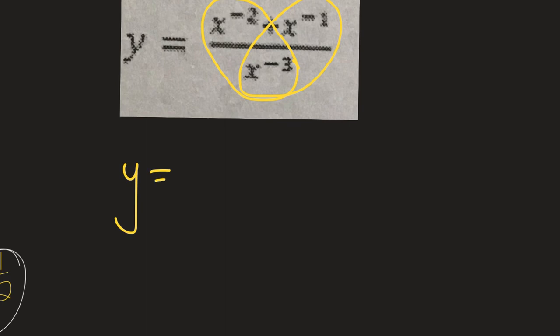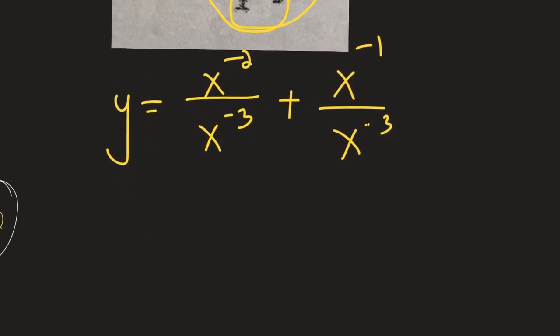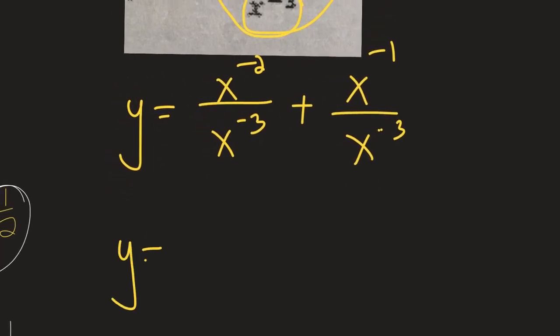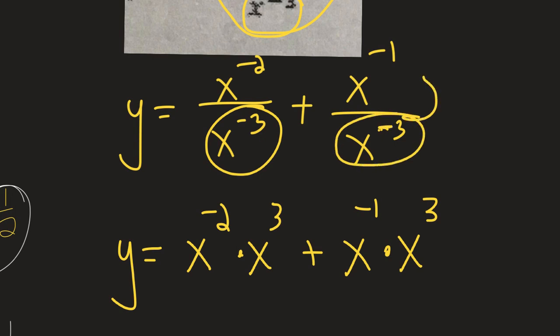Okay, so what I'm going to start doing here is breaking this into two fractions. If I have the sum in the numerator over one denominator, I'm going to break it into two fractions. So I have x to the negative 2 power over x to the negative 3rd plus x to the negative 1st over x to the negative 3rd. Okay, so now I'm going to make my negative denominators positive, so times x cubed plus x to the negative 1st times x cubed. If it's a negative in the denominator, you can make it a positive by bringing it to the top, or the numerator.